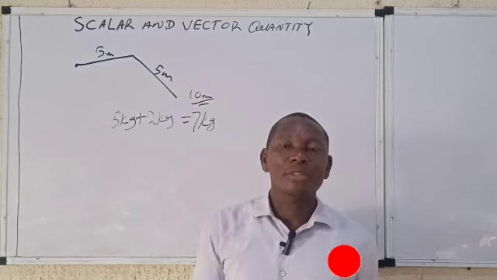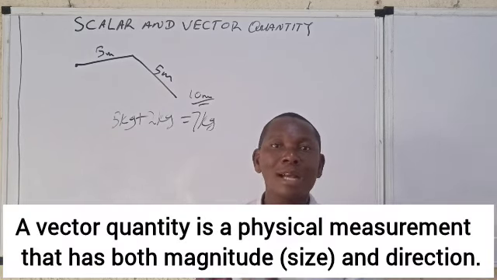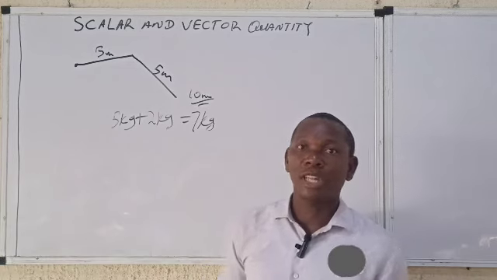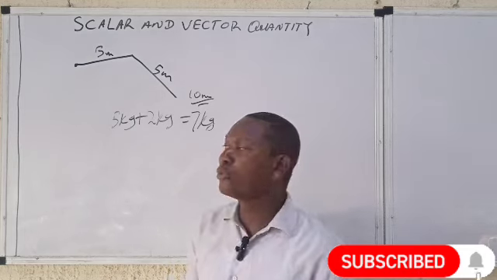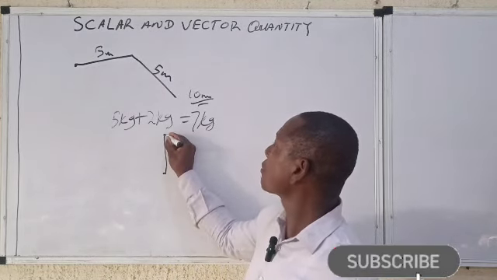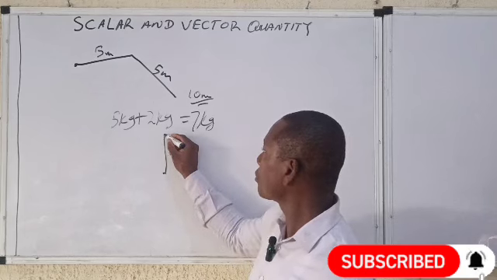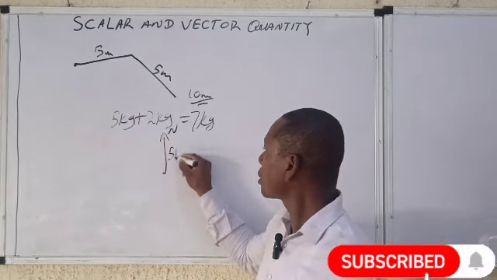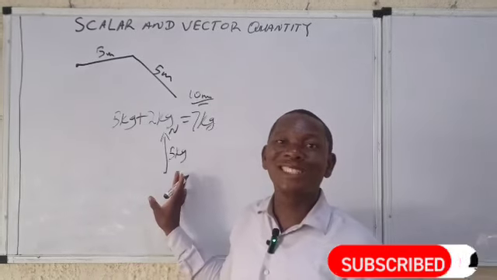Now, what are vector quantities? They have both magnitude and direction. They have both magnitude, which is the numerical value, and they have direction. Now, let's assume that Mr. James moved 5 kilometers northward. This is north, all right? So 5 kilometers. Now, this is called displacement.